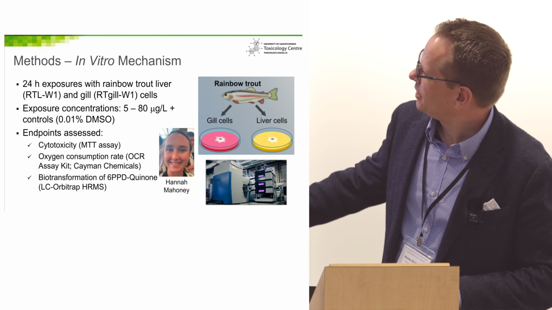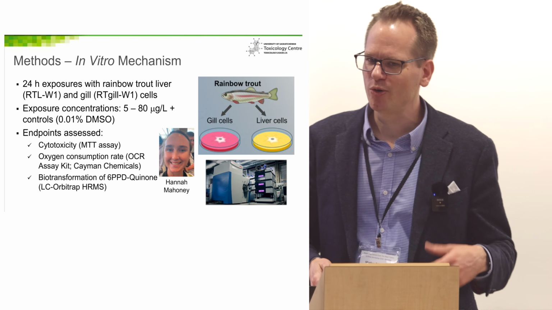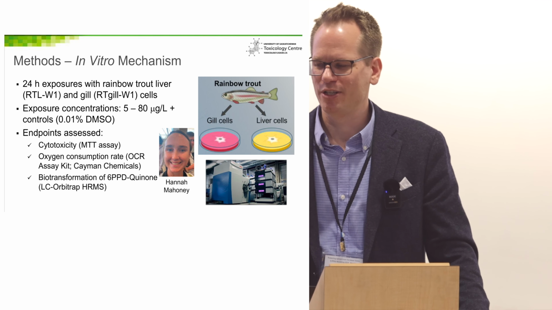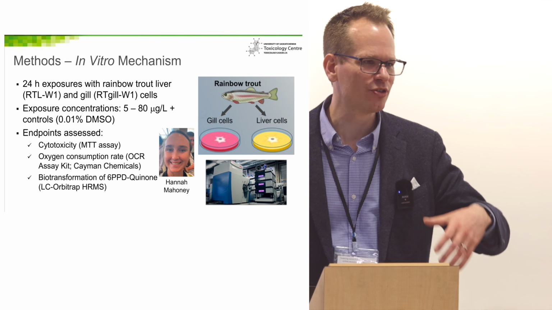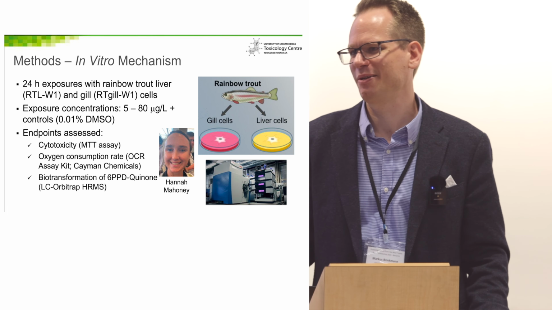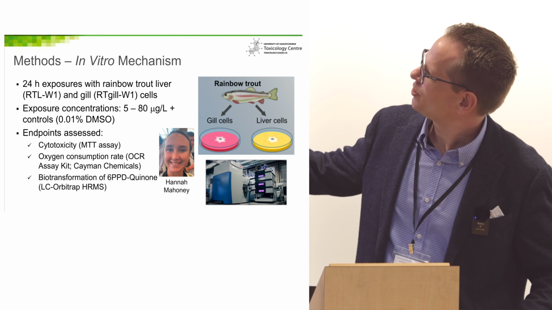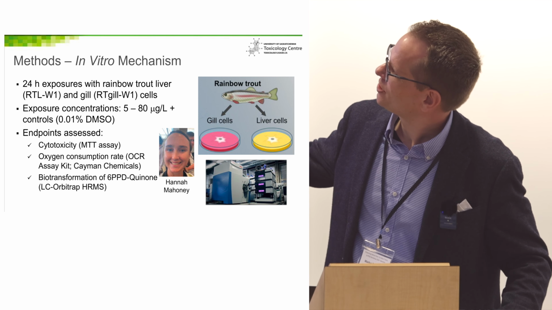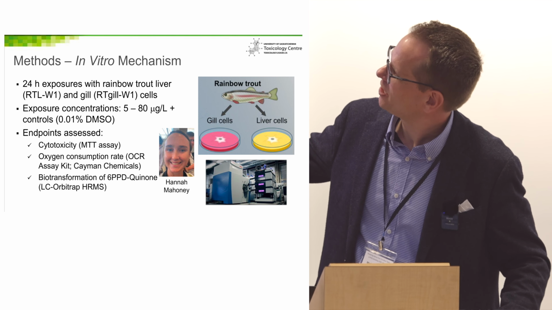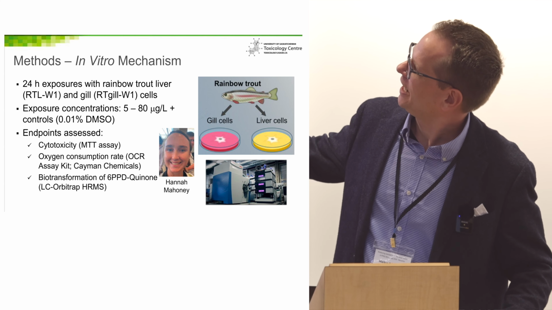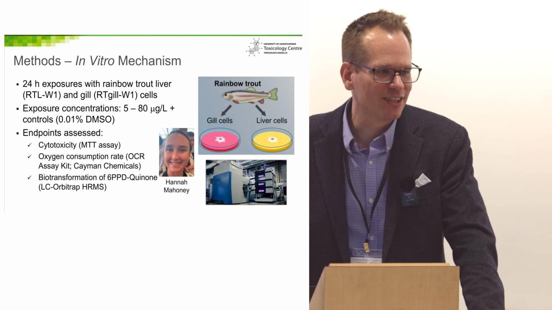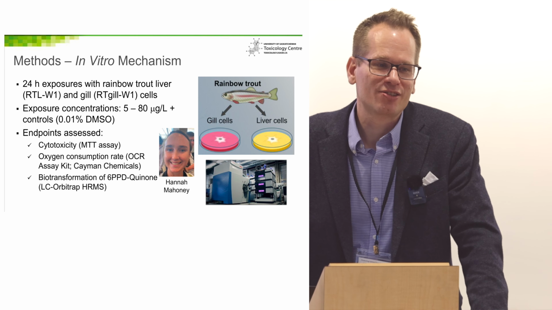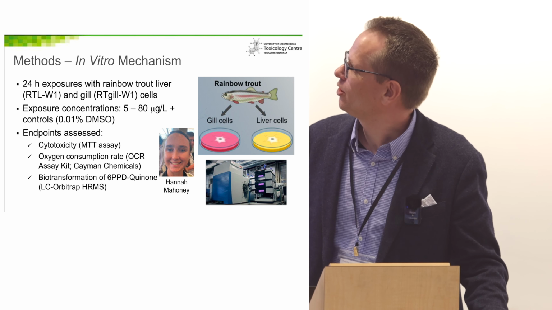So first, a PhD student in our lab, Hannah Mahoney, was interested in that energy metabolism question. But in order to not have to use live fish all the time, she decided she wanted to go with permanent cell lines. We had some rainbow trout cell lines, rainbow trout liver cells, RT-LW1, and gill cell lines, RT-GILW1 in the lab at our fingertips. So we decided to expose them to 6-PPD quinone.